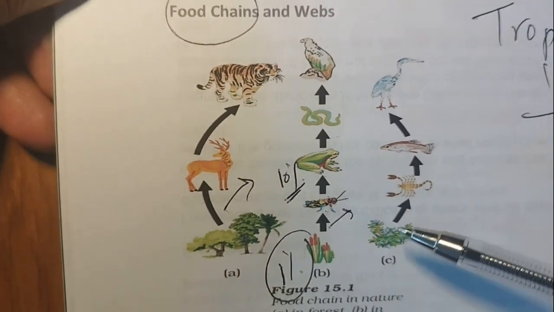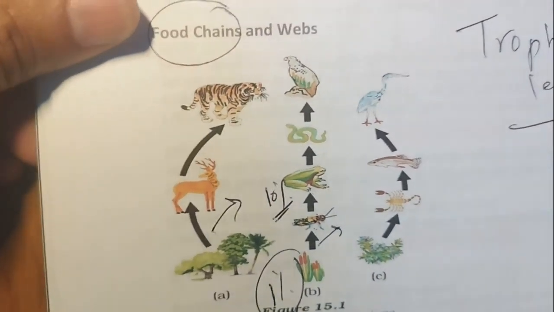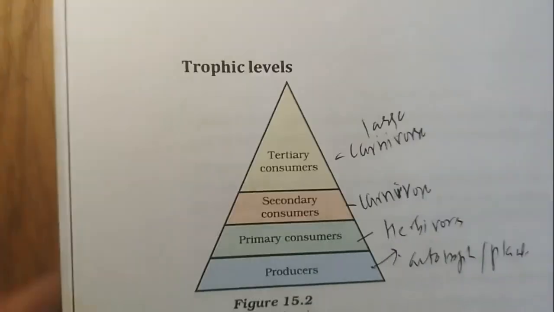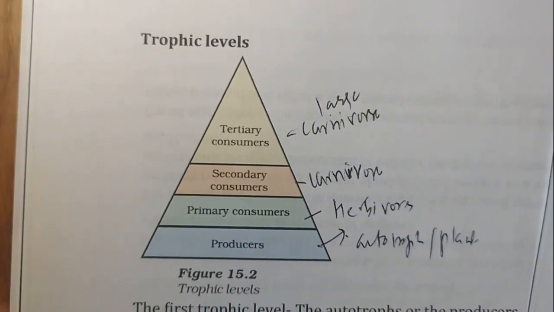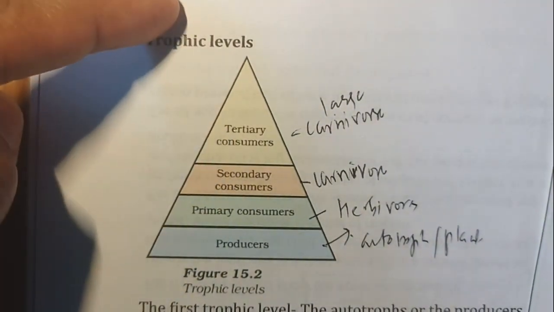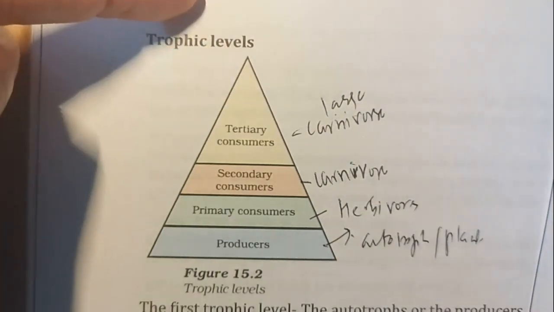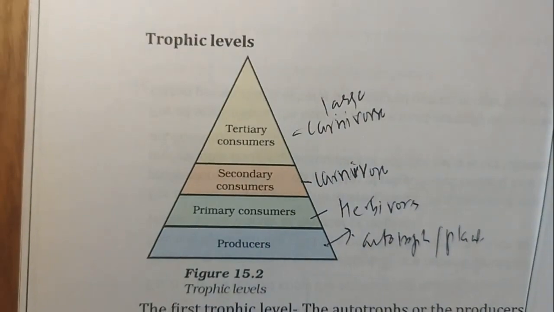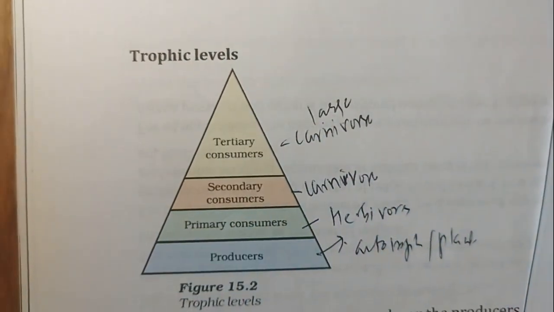A food chain generally consists of only 3 or 4 steps. I've just shown you, the food chain has only 3 to 4 steps because the energy goes on decreasing. So less energy is available at the higher trophic level, and it cannot be reused.